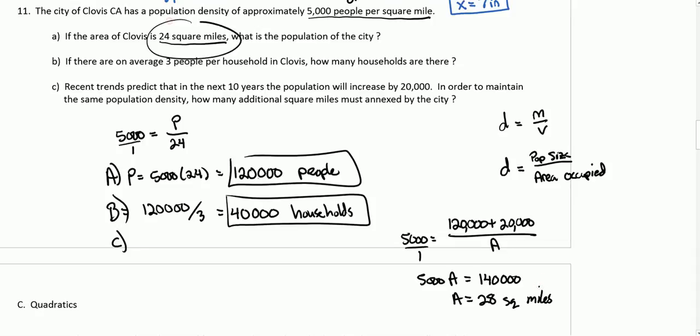And right now we have 24 square miles, so how many more? If we want 28 and we have 24, we need 4 more. 4 square miles.